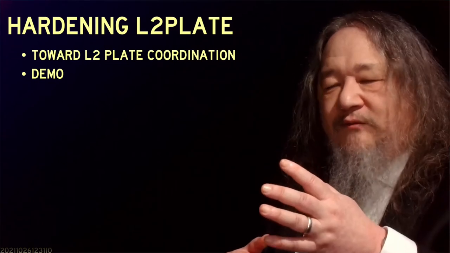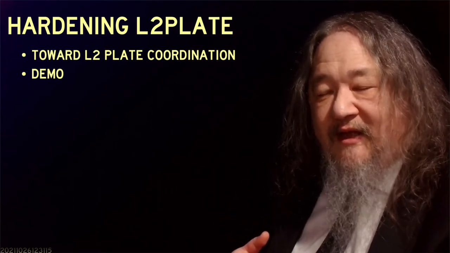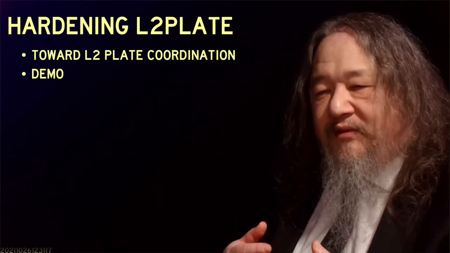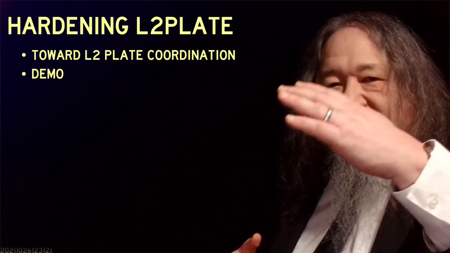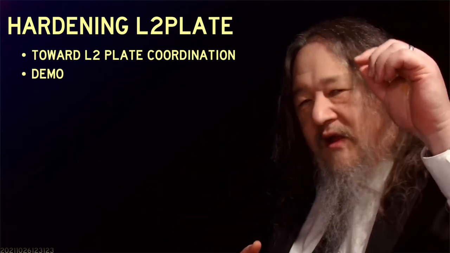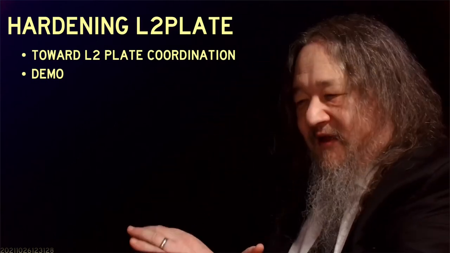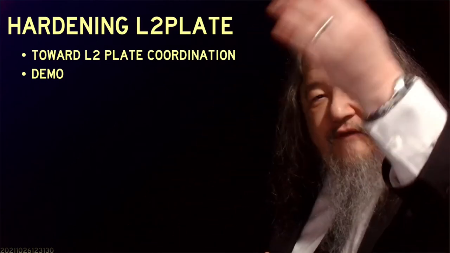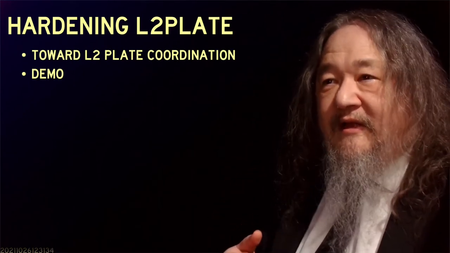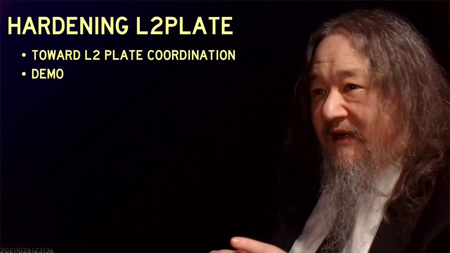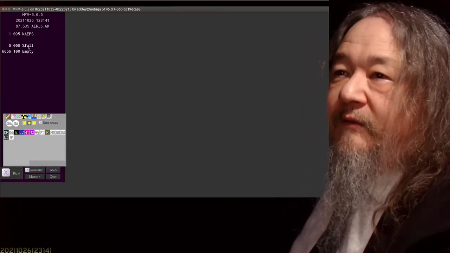But if we want to make things move, we need to be able to coordinate at a whole L2 plate level. And just like we did on the L1 plate, one way to do that is a rock, paper, scissors sort of thing to coordinate. The upper left changes color and that flows down to the bottom right, and then the bottom right changes color back and it flows back up. But doing that at the L2 plate level is new in this update. So let's see if we can do a demo here.